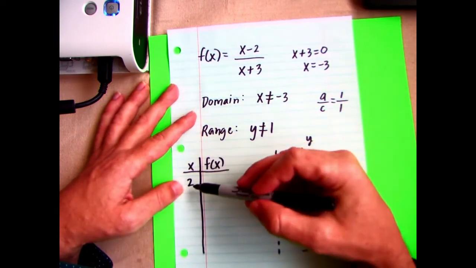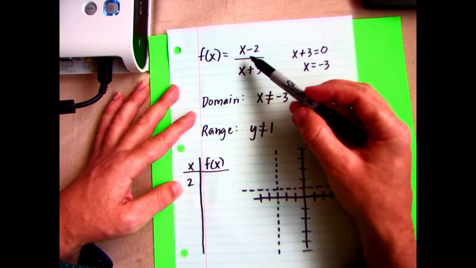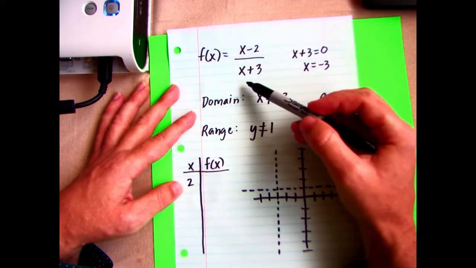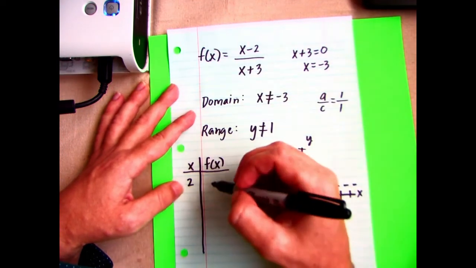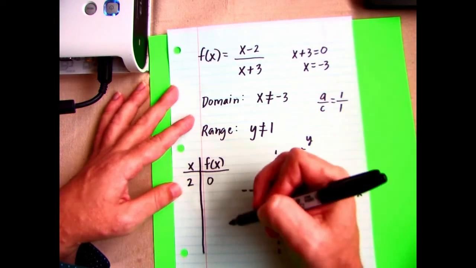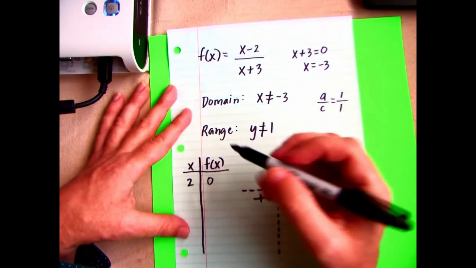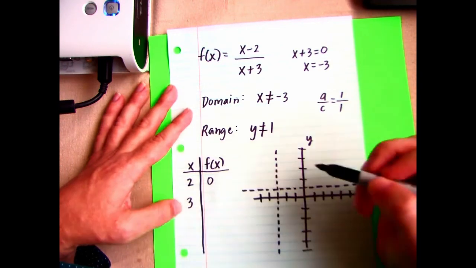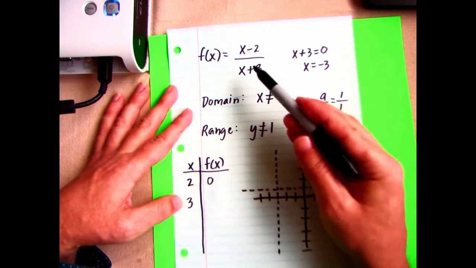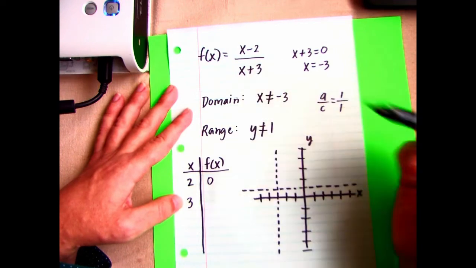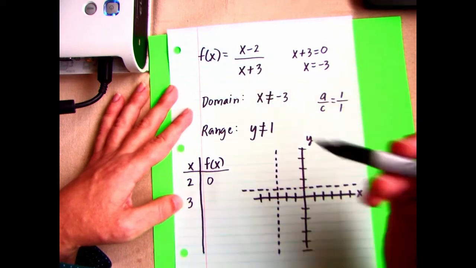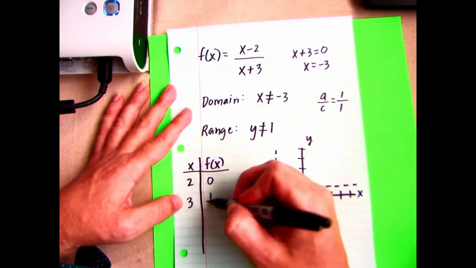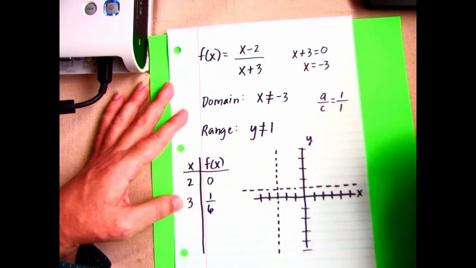So first, when x is 2, when you input 2, you get 0 over 5, which is 0. Next, we'll try when x is 3. When x is 3, you get 1 over 6, so 1/6.